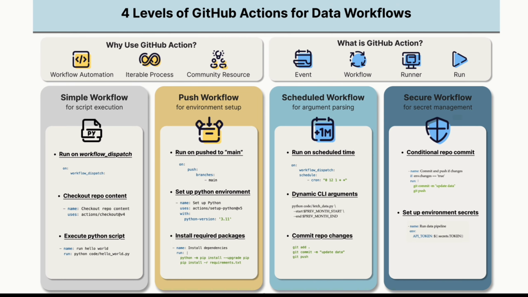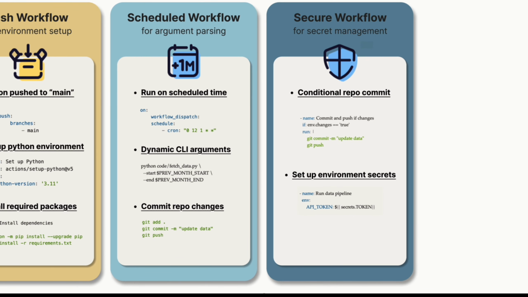Finally, in our fourth level, we're focusing on improving the security and performance of our GitHub workflow by building a secure workflow with secrets and environment variables management. To improve workflow efficiency and reduce errors, we're going to add a check before committing changes. This way, commits and pushes only happen when there are actual changes since the last commit.